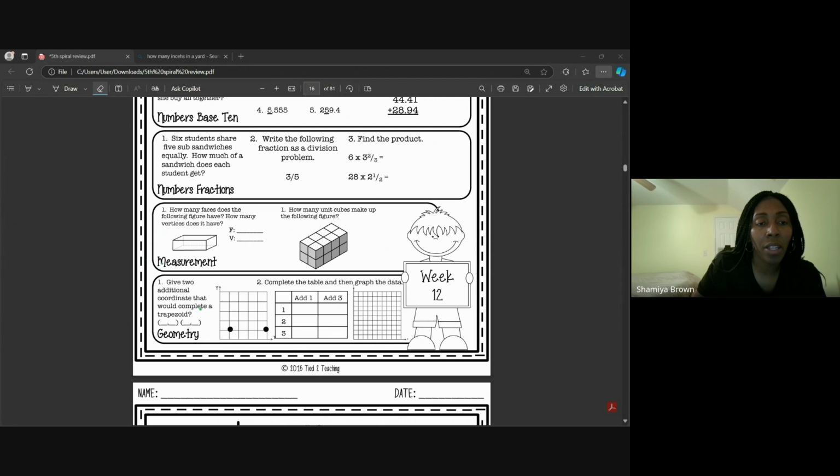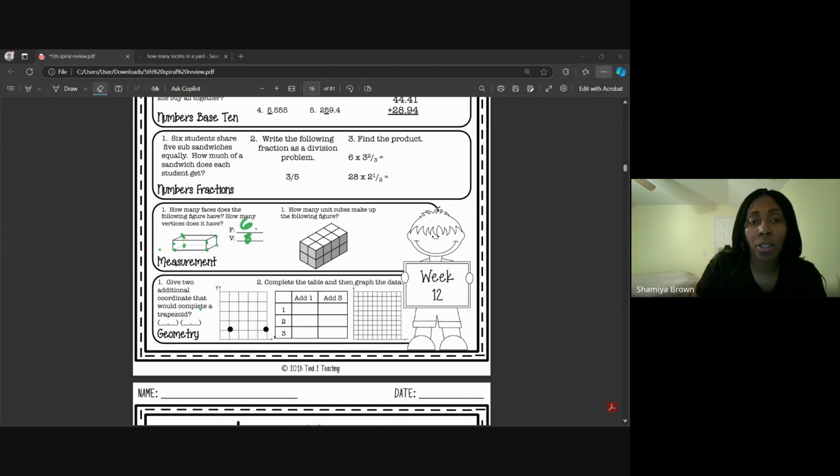So 6 faces. And for vertices, I have this is a vertex, this is a vertex. This is a vertex. This is a vertex. This is one. This is one. So I have one over here and one over here. So that's 2, 4, 6, 8.